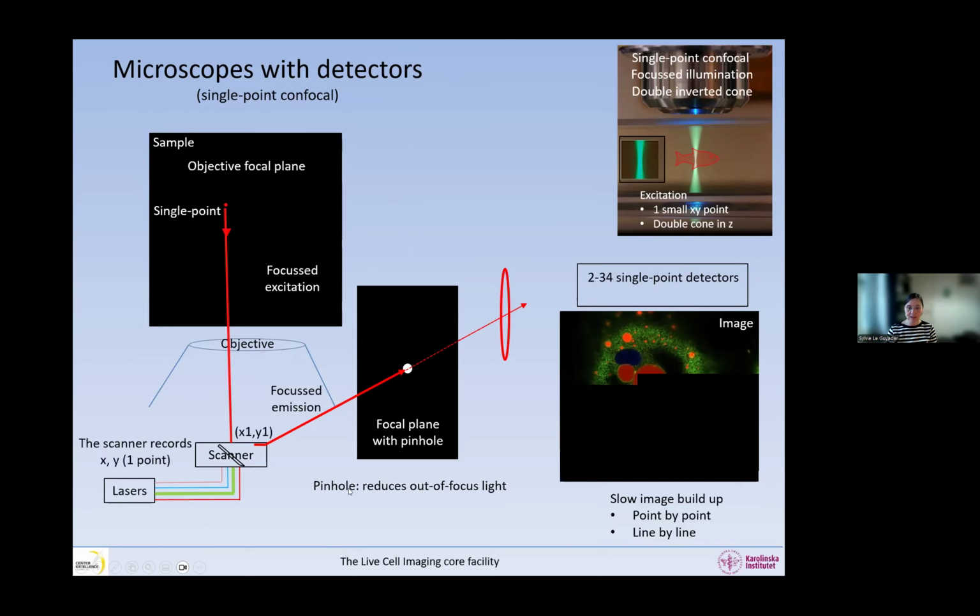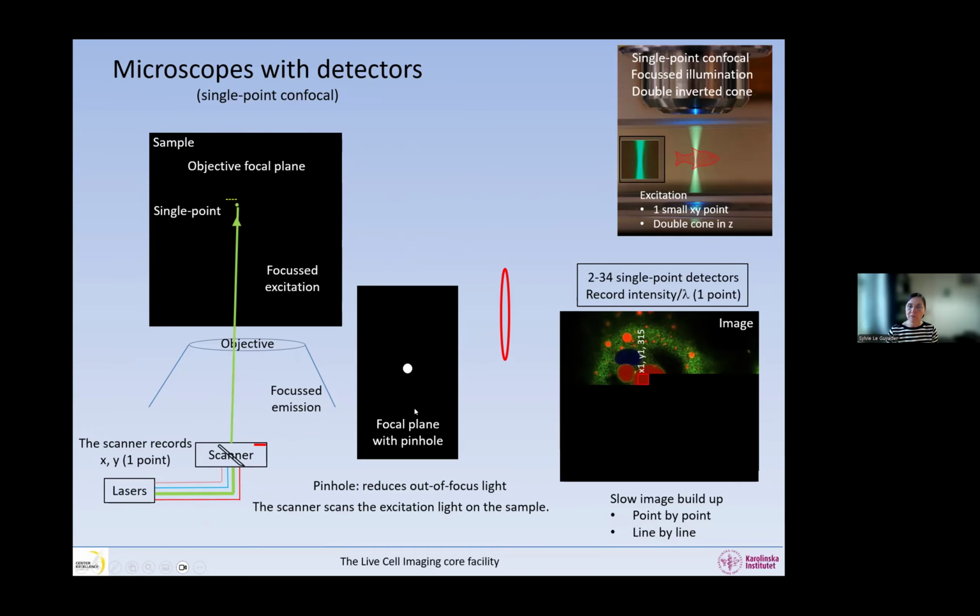The scanner records the XY information for this particular point. Then the light, after going through the pinhole and the emission filter, will go to the detector, which records one intensity. So the detector only records the intensity. So we have one intensity per spot, and there we go, we build our image with one more spot, with one XY and one intensity. And then we move on.